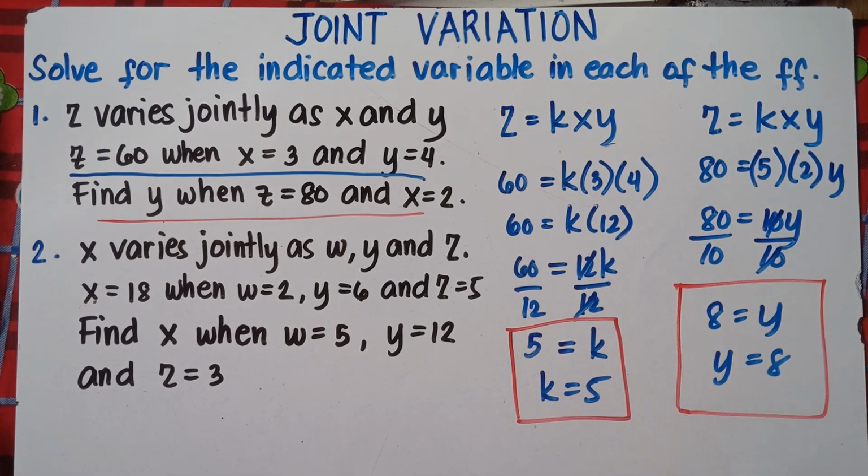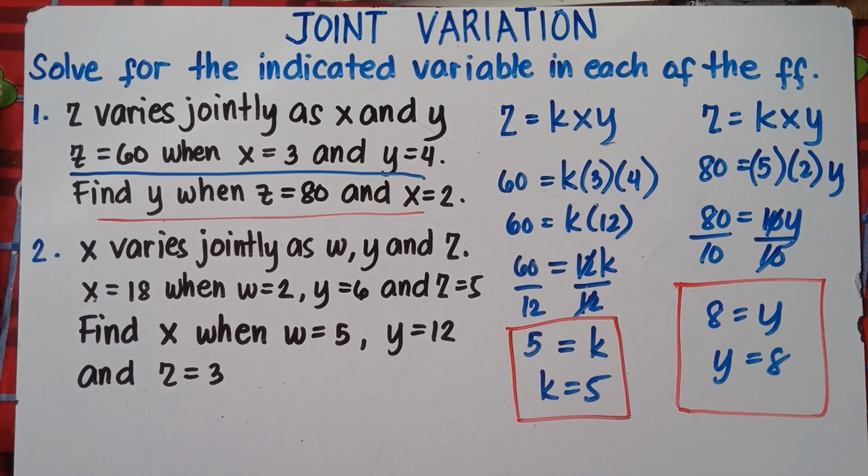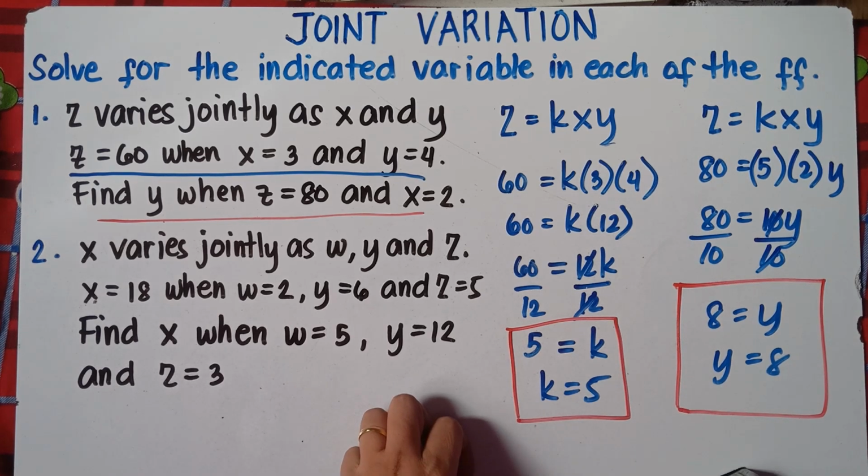So that's how you solve, class, for the joint operation. First, you find k, and once you get k, simply substitute k from the last statement. So there you have it for number 1. Let's try number 2. We do have 3 examples, class, for you to really understand how to solve joint operation.